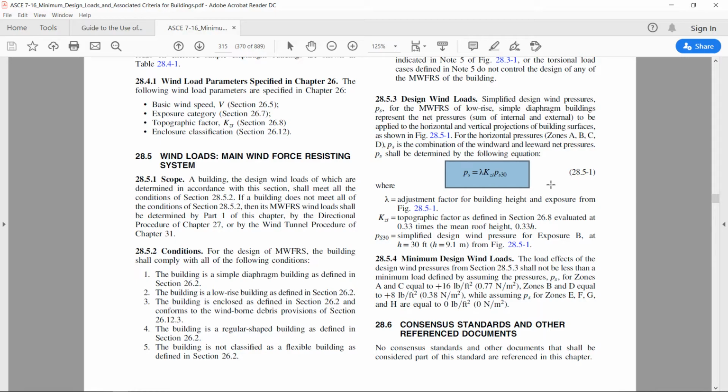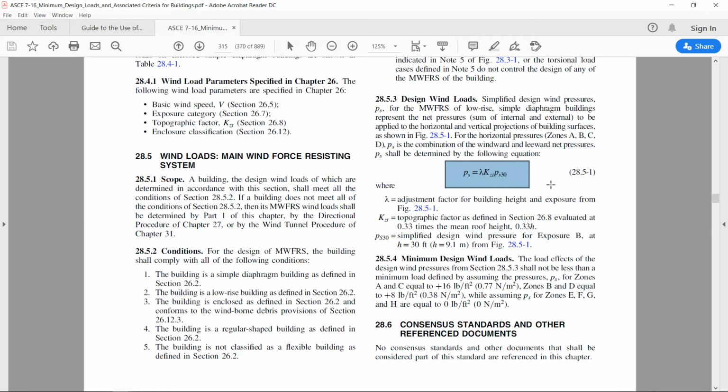Because now, for all the building types, the building category factor is 1. So there is no use to still use a factor I, which under all conditions has a value of 1. And logically KZT is the topographic factor. So if there is a change in topography or it has a different value, then this pressure should be multiplied. This is a logical change in this standard.